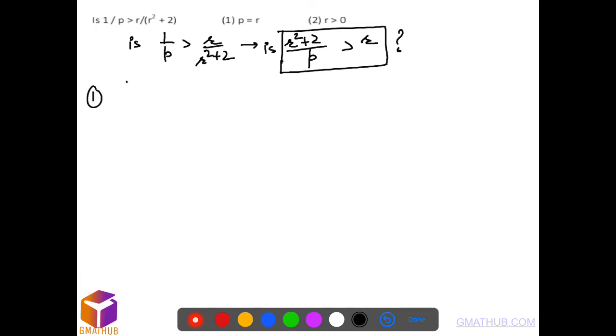So first statement, p is equal to r. The only thing we can do is plug it here.